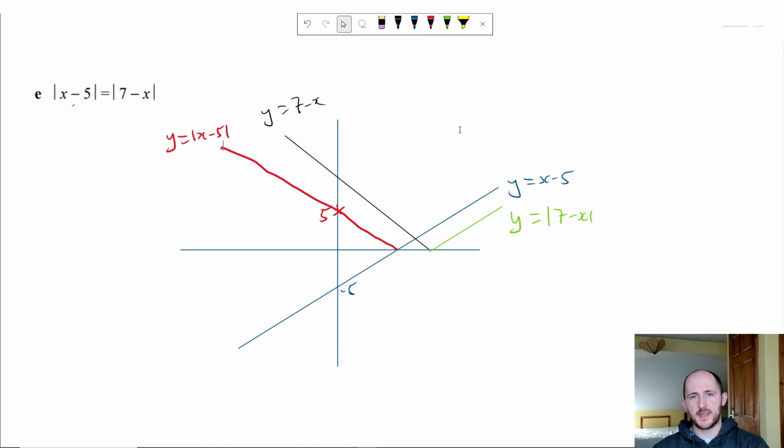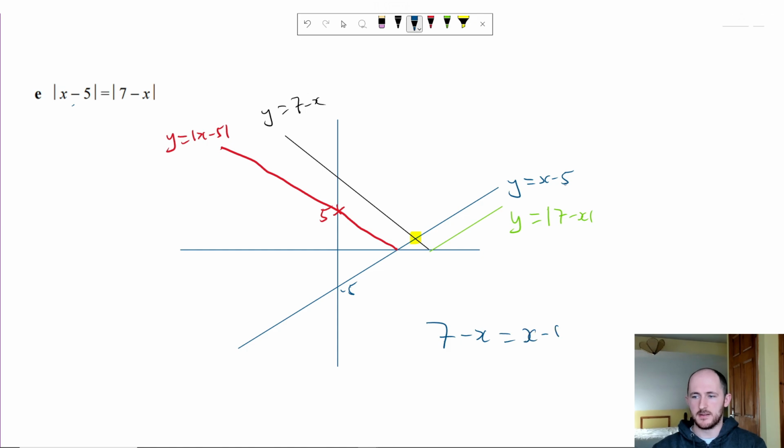So how many times do they intercept? Well, they have the same gradient. The magnitude of their gradient is the same. It's 1, which means they're parallel, which means it crosses once. So it crosses right here. So that is when we use the black line, 7 minus x, equal to the blue line, x minus 5.